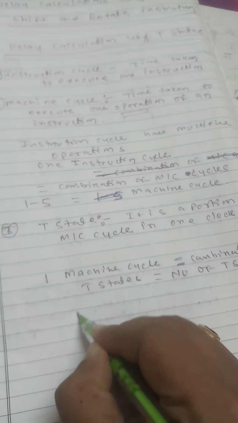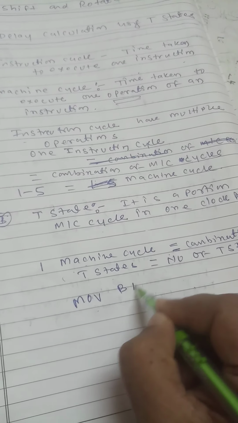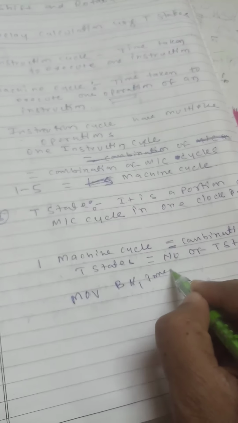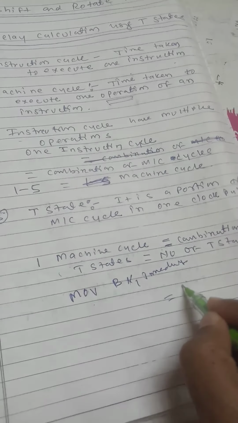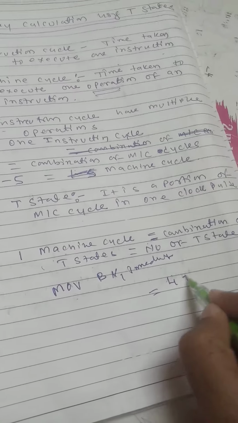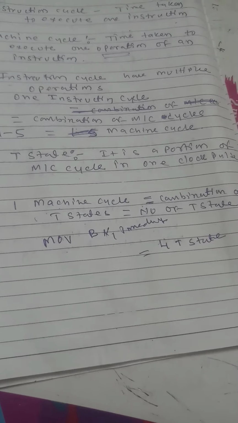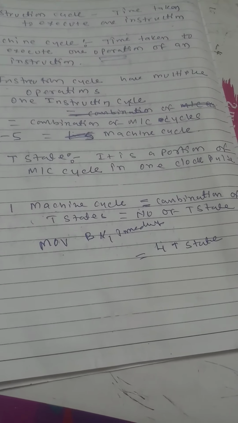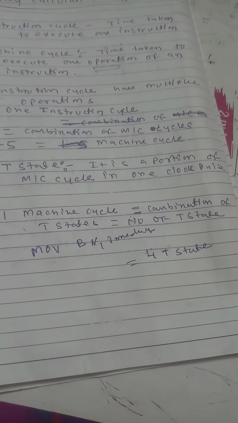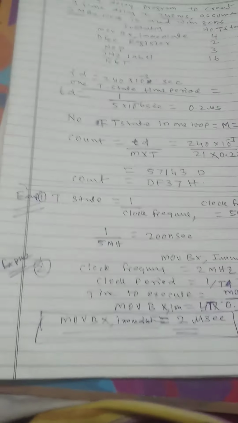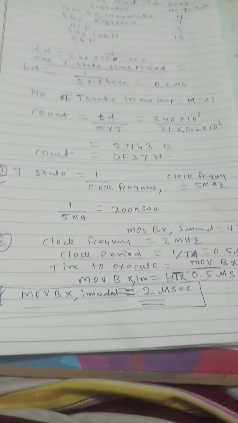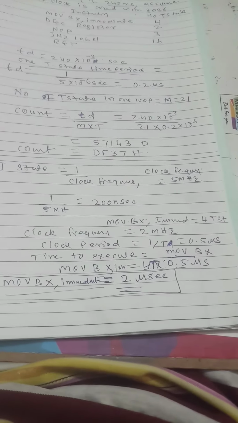Let us see one example, the MOV BX, immediate, where the data is immediate. It requires 4 T states. To execute this MOV BX comma immediate, it takes 4 T states. We are going to see through an example how to calculate the T states, or simply the time taken to execute an instruction called MOV BX.